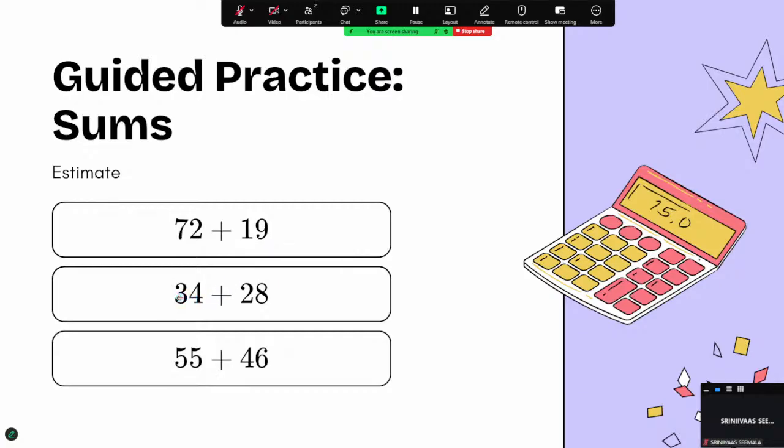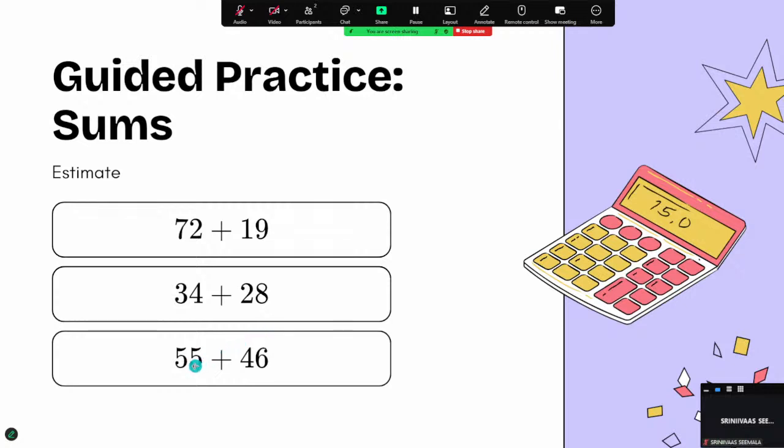And then let's do another problem. 34 plus 28. We have to round both the numbers first. 34 rounded to the nearest 10: 4 is 4 or less, so we round down. So 34 becomes 30. And then 28 is rounded up because 8 is 5 or more. So 28 becomes 30. So now we have 30 plus 30, which is 60, and 34 plus 28 is about 60.